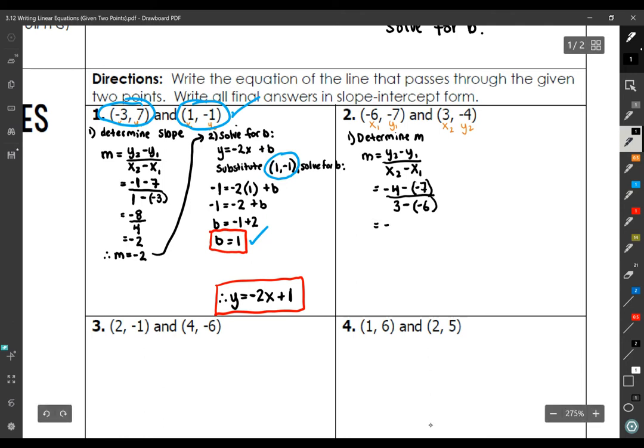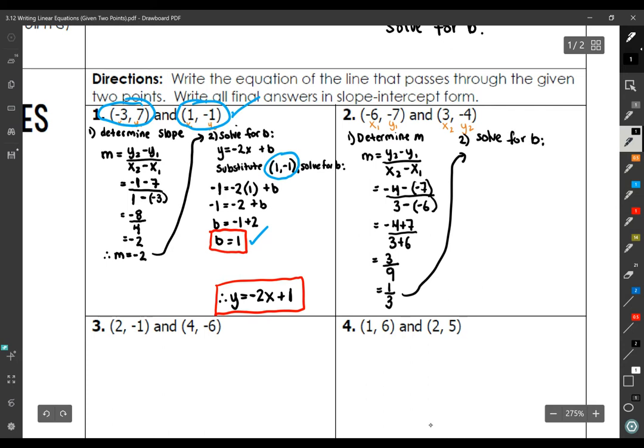The top becomes negative 4 plus 7. The bottom becomes 3 plus 6. So negative 4 plus 7 is positive 3. 3 plus 6 is 9. Simplify, right? 1 over 3. Okay, so my slope is 1 over 3. So move on to step 2, right? Step 2, solve for b. Determine what our y-intercept is.